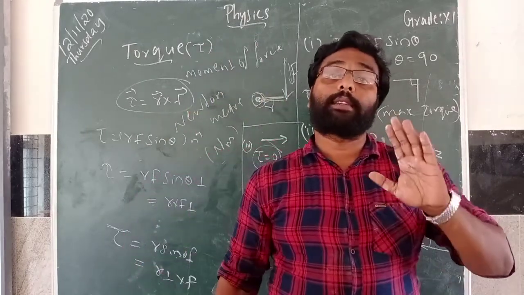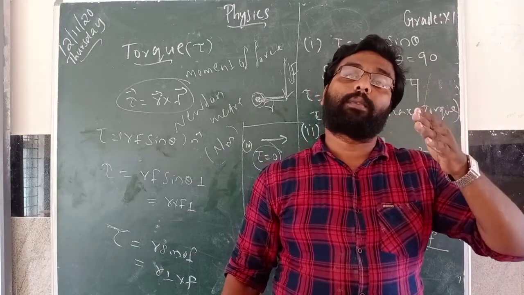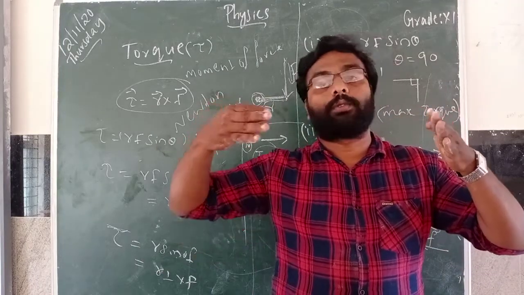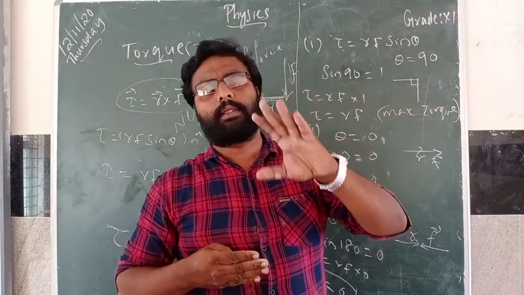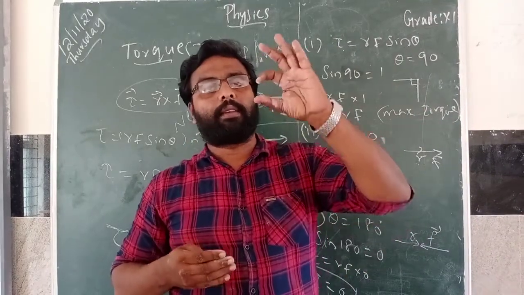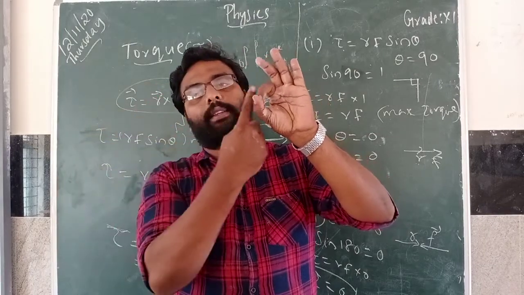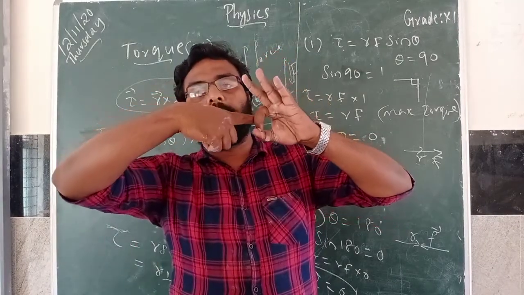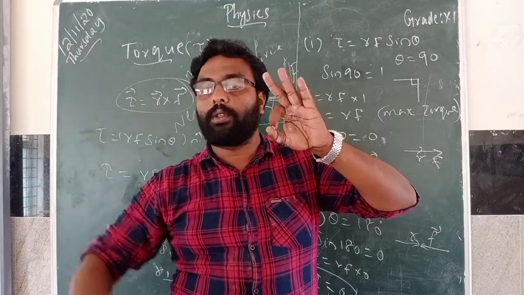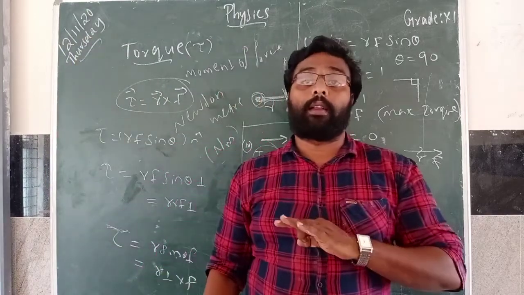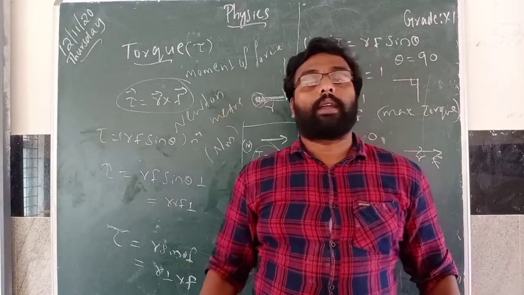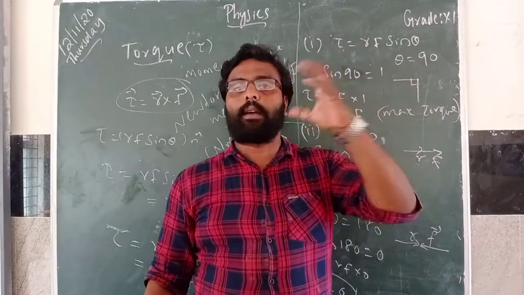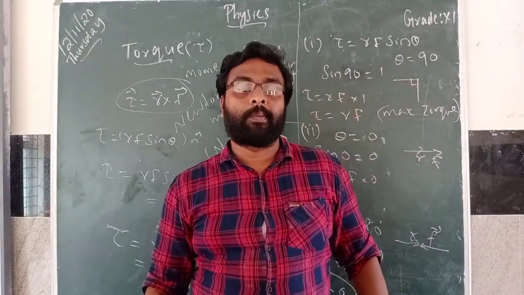So torque is maximum when the position vector and the force are at 90 degree. This is the best example. You can turn the nut. You are holding this spanner like this and you are applying the force at 90 degree to the spanner. That's why it is easy to turn that nut. This is the application of torque.